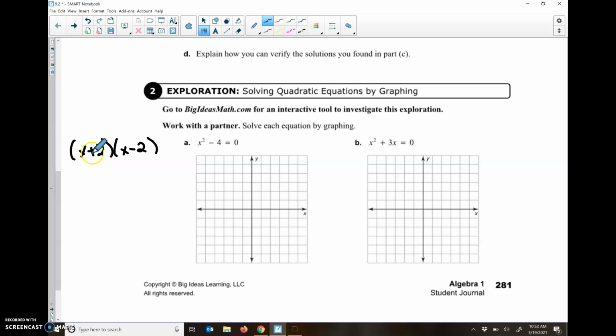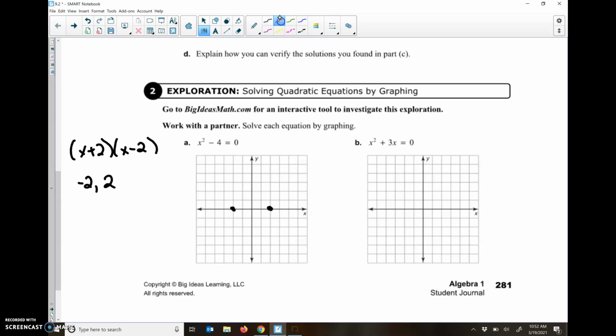So that means I know x plus 2 equals 0. So one zero is negative 2. x minus 2 equals 0. 2 minus 2 is 0. So the other zero is positive 2. So that means I'm going to put a dot at negative 2 and positive 2. So that gives me at least my intercepts of where this graph is going to go, but it doesn't tell me how far down to go.